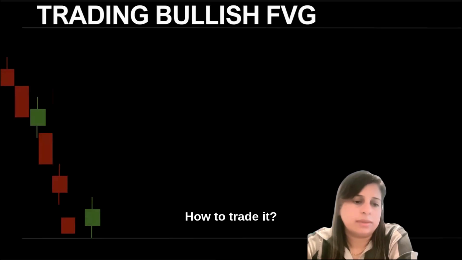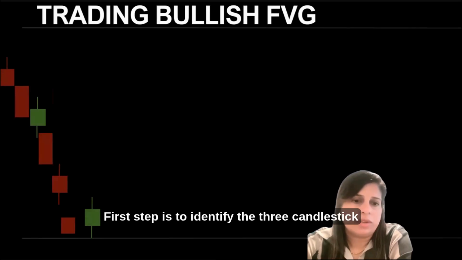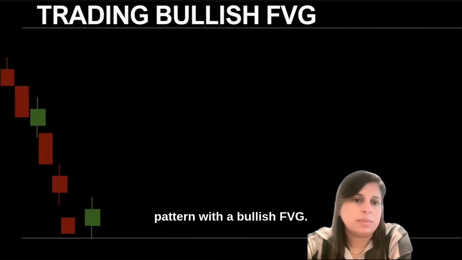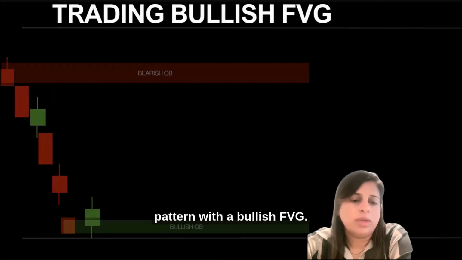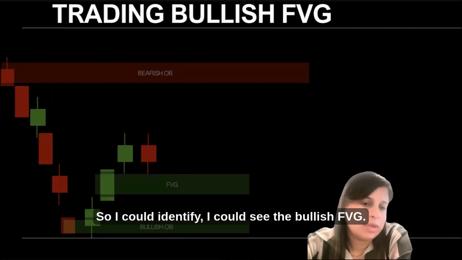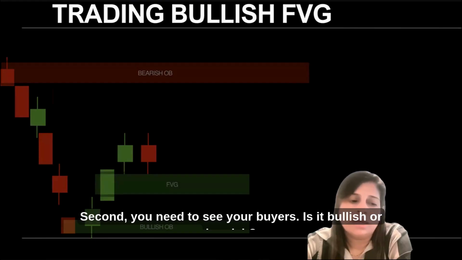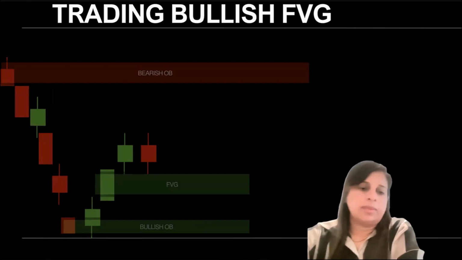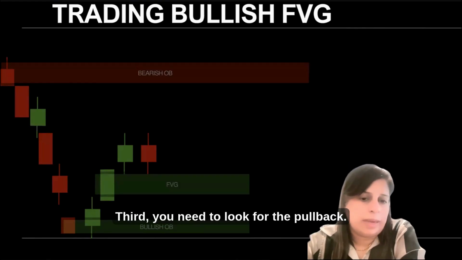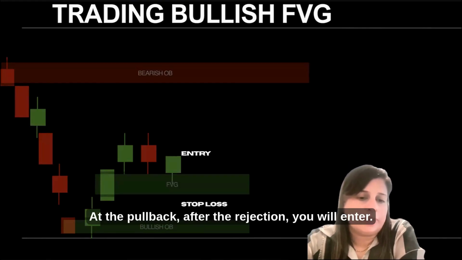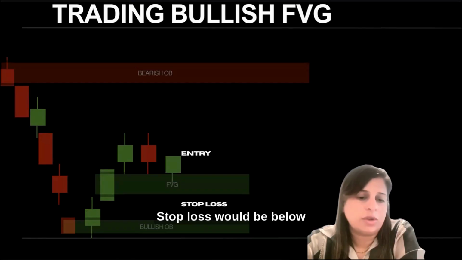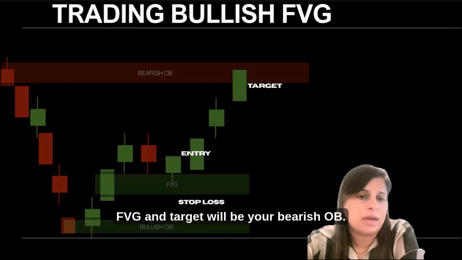How to trade it? First step is to identify the 3 candlestick pattern with a bullish FVG. So I could see the bullish FVG. Second, you need to see your bias. Is it bullish or bearish? Third, you need to look for the pullback. At the pullback, after the rejection, you will enter. Stop loss would be below FVG and target will be your bearish OB.